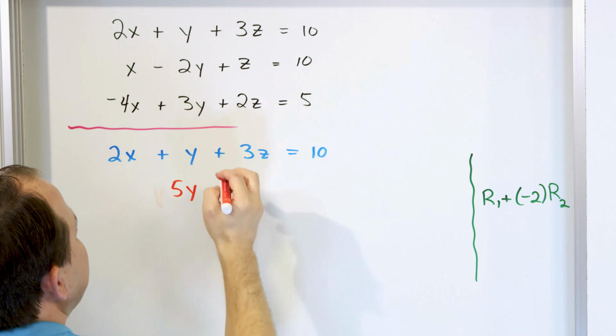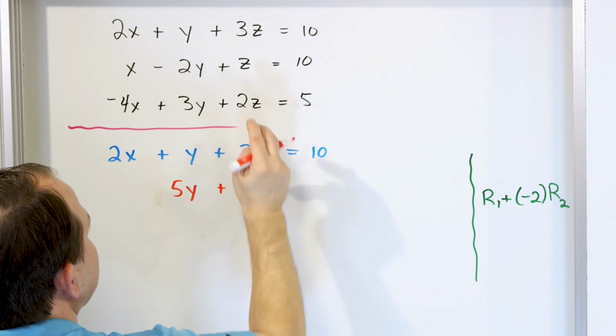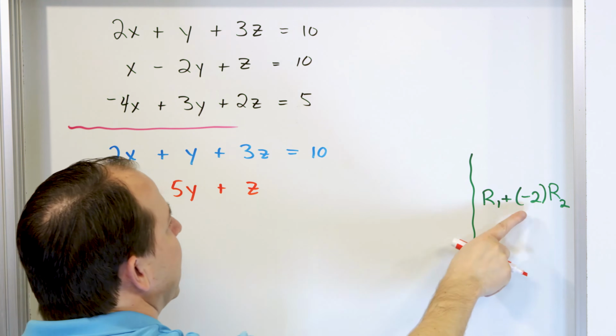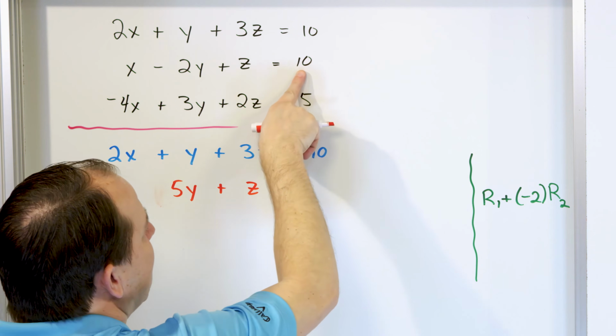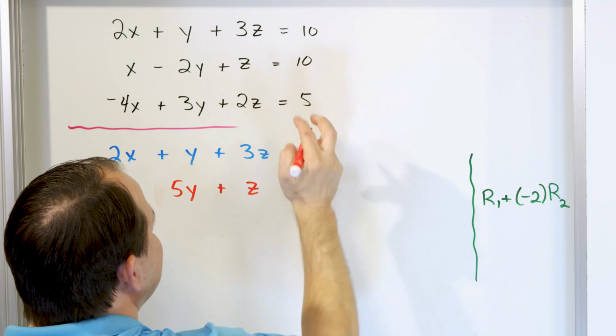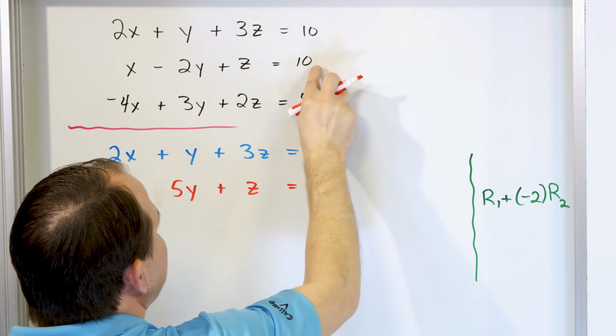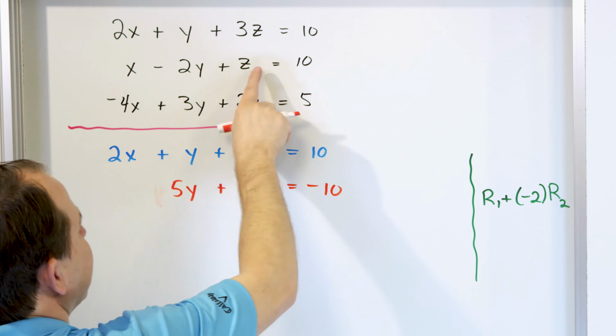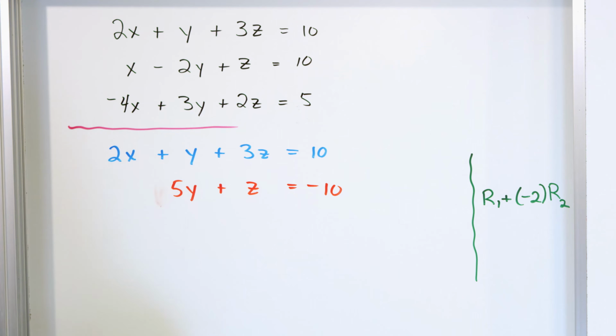When I add it to the 3, it'll be a positive 1z, because 3 plus a negative 2 is 1. And then I have to do the same thing to the right-hand side. I'll multiply by negative 2, I'll get a negative 20. When I add it to this, it'll be negative 10, because negative 20 plus 10 is negative 10. All I've done is multiply this by negative 2 and add it to the equation above.